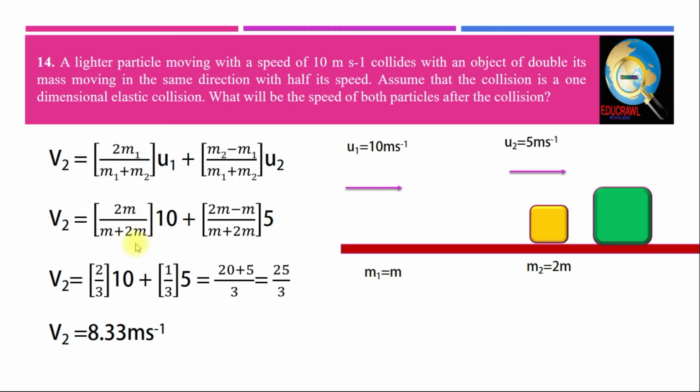So m you can cancel in the numerator and denominator. So you have 2 by 3 into 10 plus 1 by 3 into 5. Simplifying, you get 20 plus 5 divided by 3, which is equal to 25 by 3. Hence V2 is equal to 8.33 meter per second.